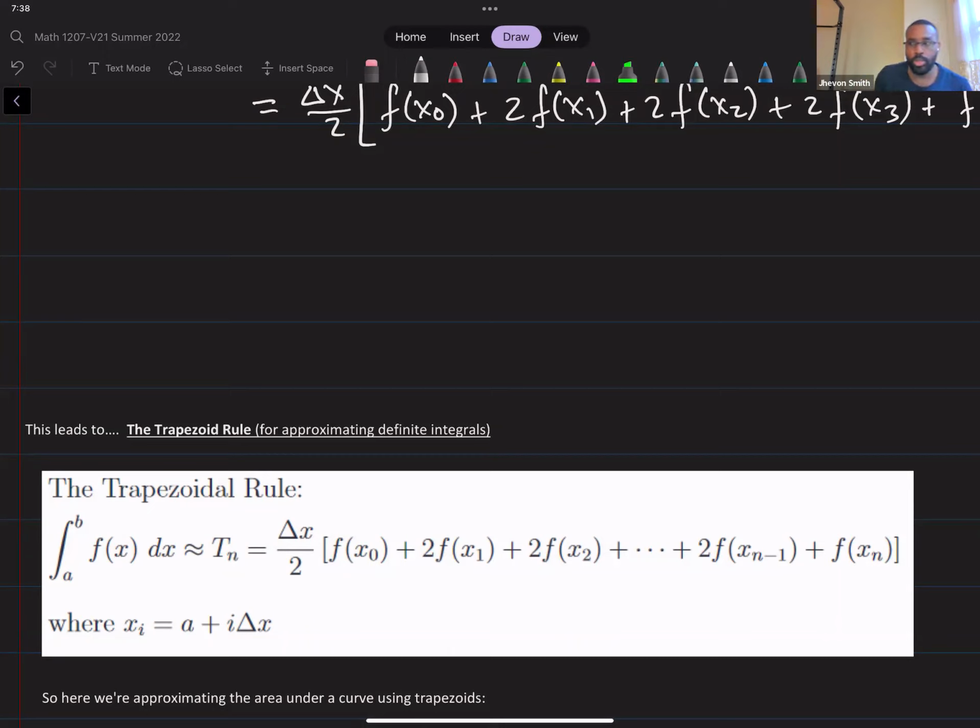And in some cases, this will give us a nicer answer. It will get us closer to the answer than the midpoint, left-hand or right-hand with fewer rectangles. And so that's the idea. We kind of want to know when we want to do that. And here again, your delta x is the same, b minus a over n. That's always going to be true. So that is how we get the trapezoid rule.